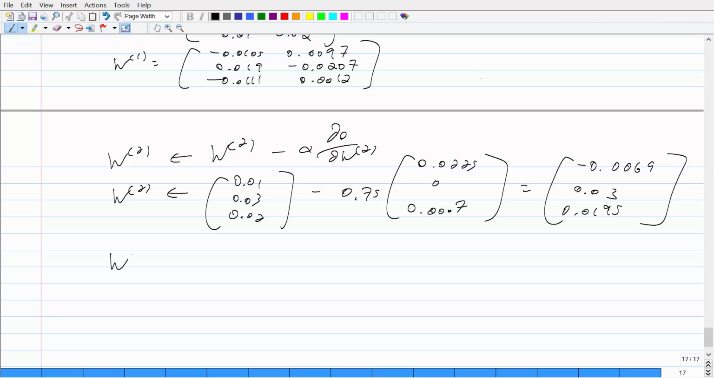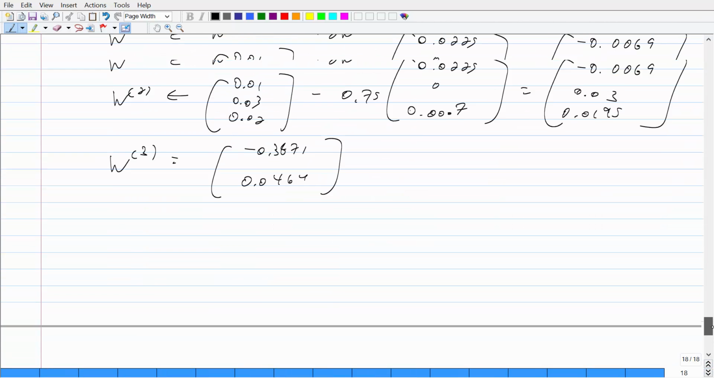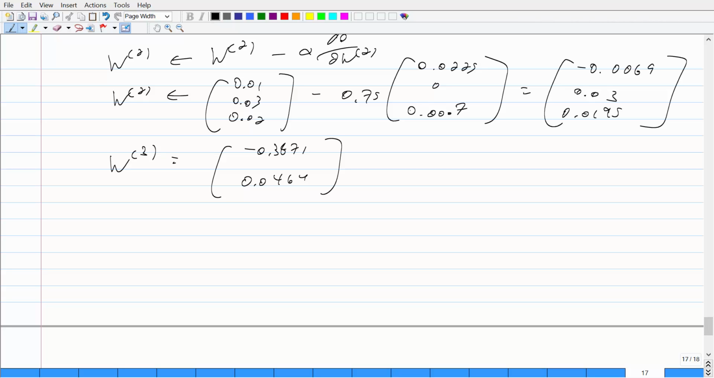Finally, we'll do the last one. I'll let you do this on your own. It's pretty simple. You just follow the same procedure, and what you get is minus 0.3871 and 0.0464. Okay, so this is what happens after you do just one example. So we're going to do it again. For the next example, you do that update and so on and so forth, and then we finish. Okay, so that's the first example. This is the second one.